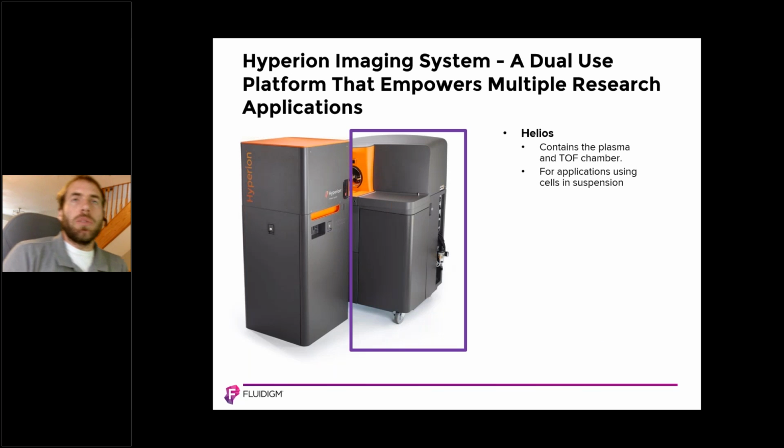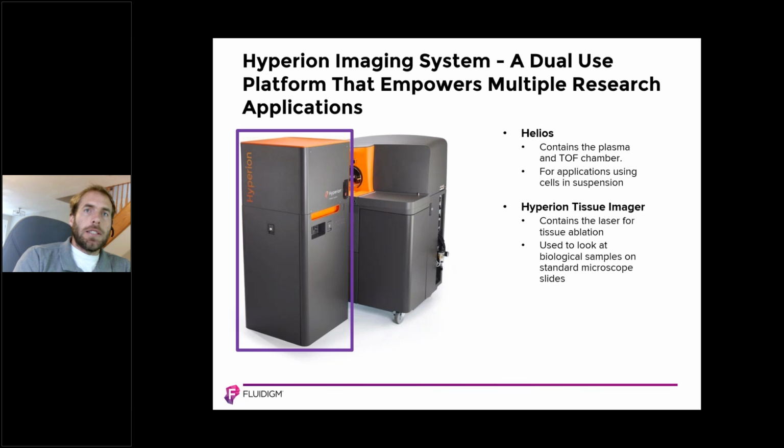So the Hyperion Imaging System is a dual-use platform, and Sydney hinted at this during her talk as well, right? It empowers multiple research applications. You have the Helios, which is sitting here in the back in the purple box, and that contains the plasma and the time of flight, and we'll go over that in just a little bit. And then out in front is the Hyperion, right?